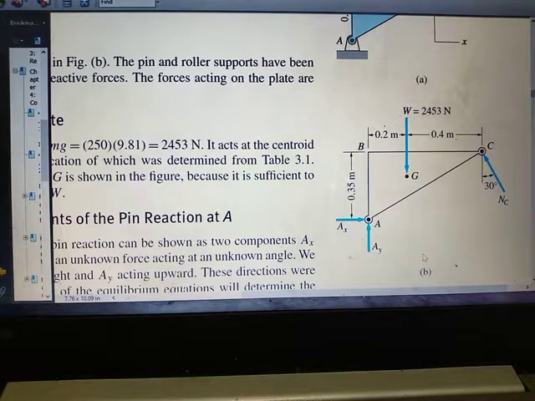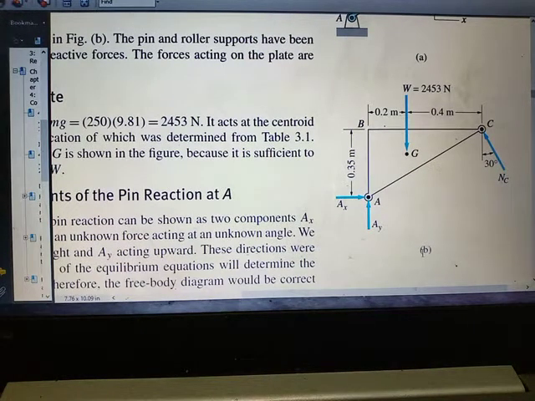Kaya, pwede mo yung i-solve. Tatlong unknown: AX, AY, at saka NC. So, kapag ganyan, just a trivia, in order to solve a problem regarding equilibrium equation in a coplanar system sa 2D, dapat maximum of 3 unknowns siya. Nang sa ganun, pwede natin siyang ma-solve.